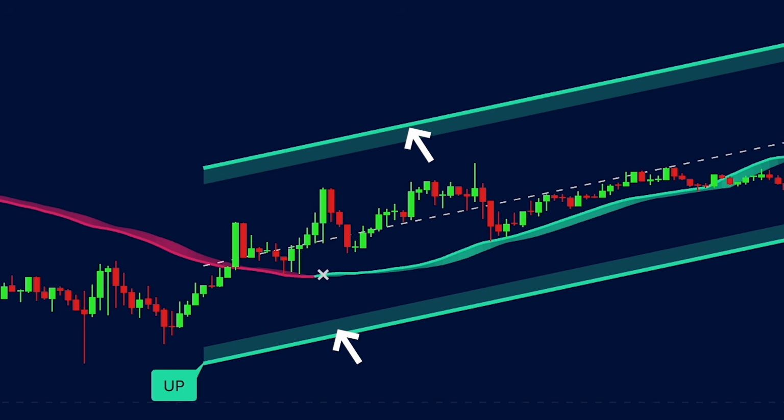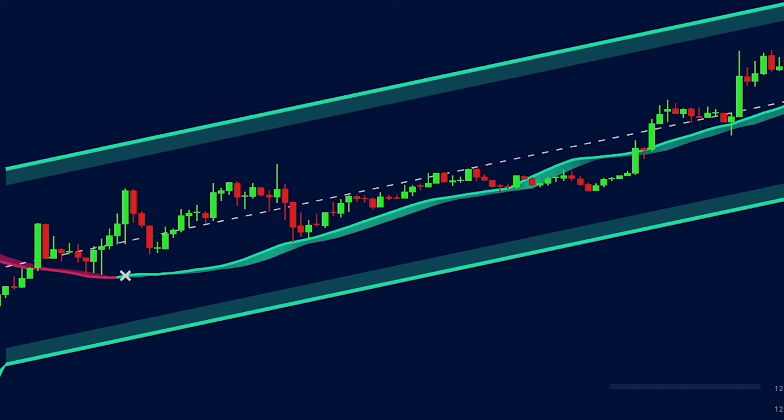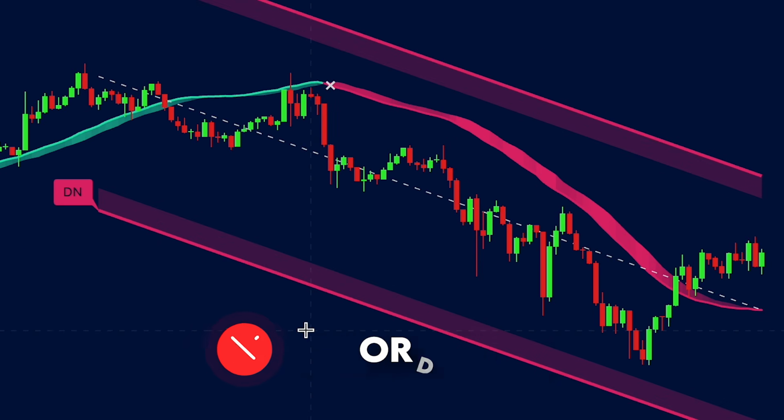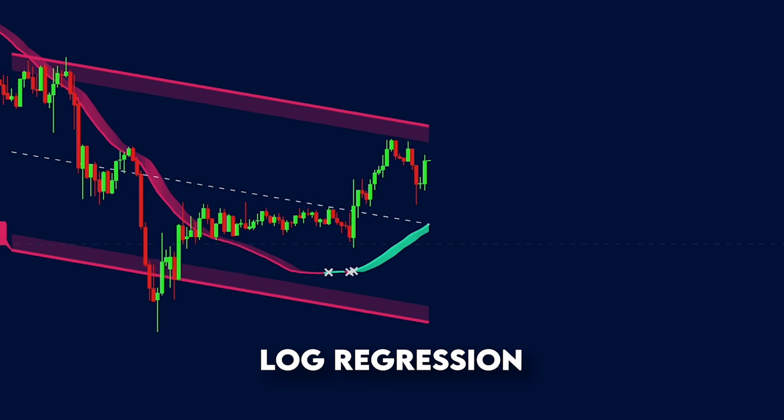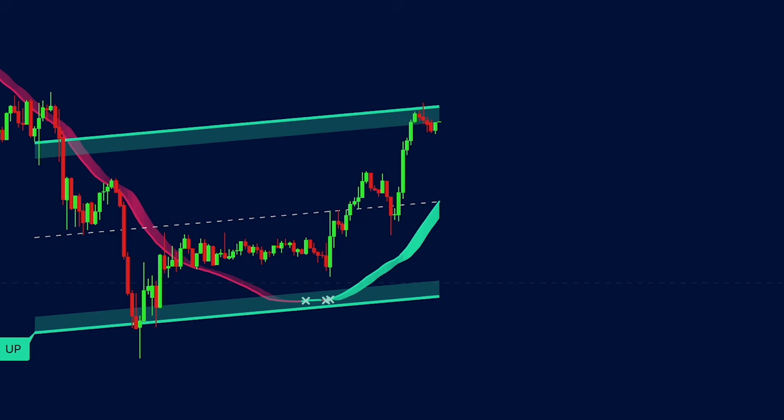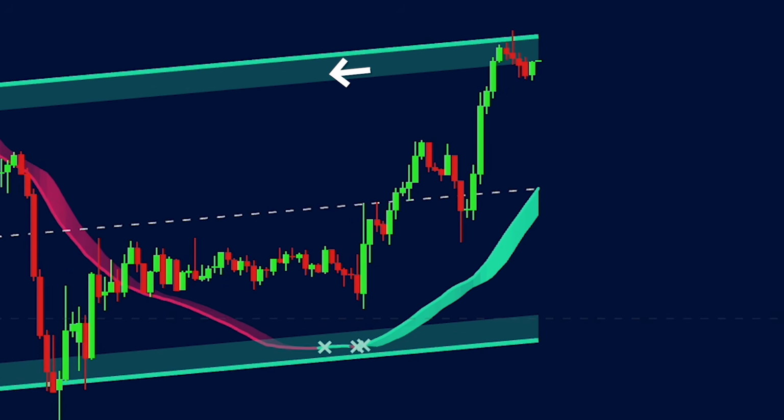You've got this regression channel flowing through price, green during uptrends and red during downtrends. But this is not just an ordinary moving average. This is a mathematically fitted curve based on log regression that adapts to exponential price movements. When you take a closer look inside the channel, you'll see upper and lower bands.